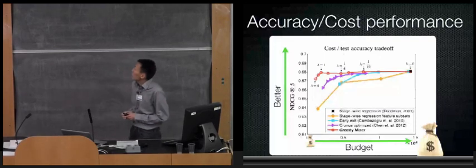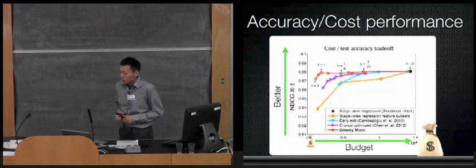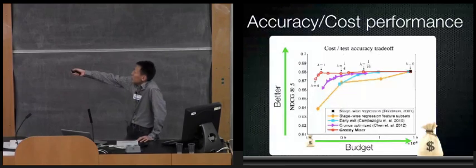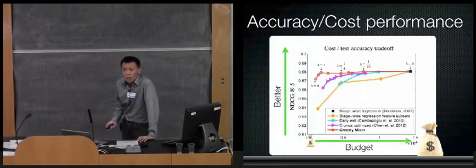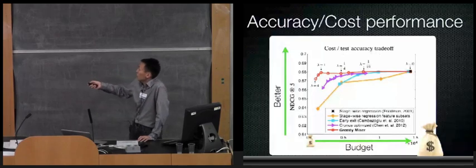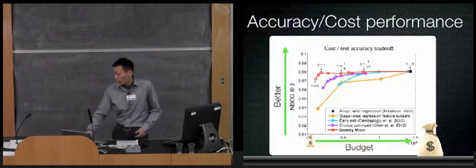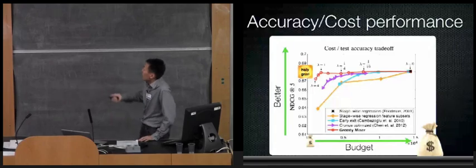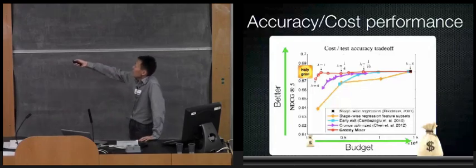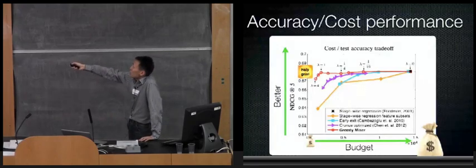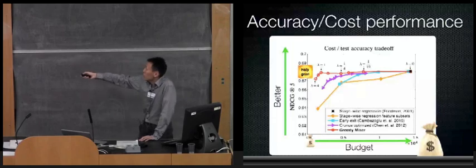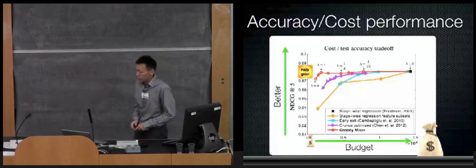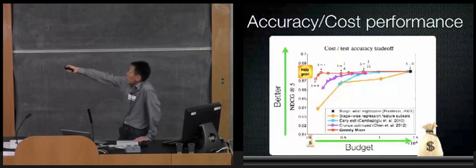And this figure shows the accuracy and cost performance. The y-axis is NDCG@5, which is a popular ranking criterion. The higher, the better. The x-axis is the budget. So our goal is to design a classifier that can achieve a really high NDCG@5 score with a very low budget. And the first baseline is stage-wise regression.